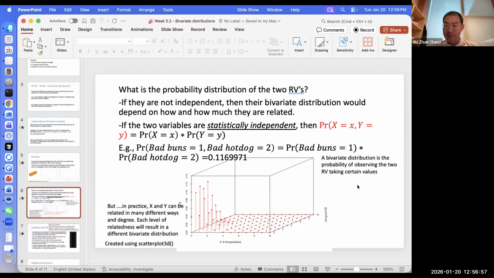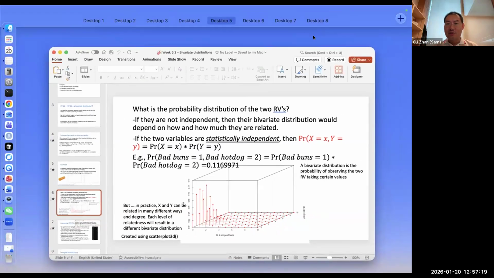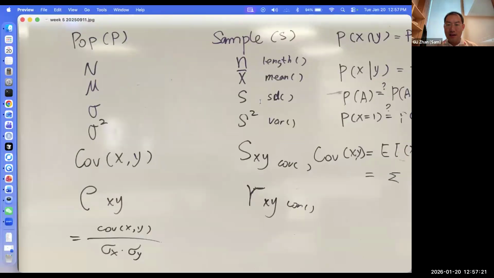Observing two random variables taking certain values at the same time. So one defect in the bad bun and, the comma actually means "and": one bad sausage, two bad sausage. In general, a comma means "and" or intersection relation. So this is shown here.